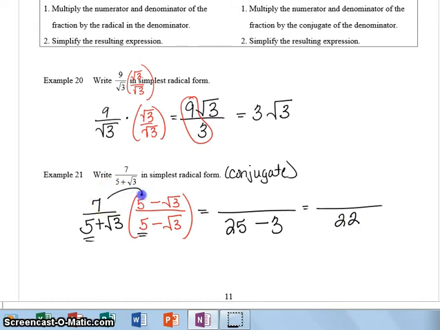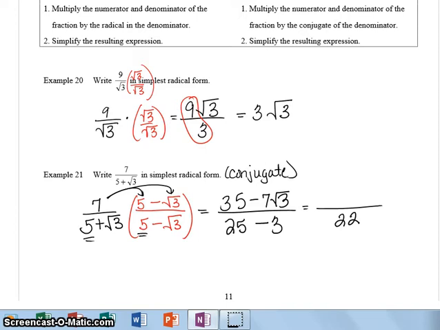Now up top, I have to distribute. So I'm going to get 35 minus 7 radical 3. Now the only thing you have to be careful with is you just have to make sure everything's reduced. Okay? Just make sure everything's reduced. So, what did I do wrong here?